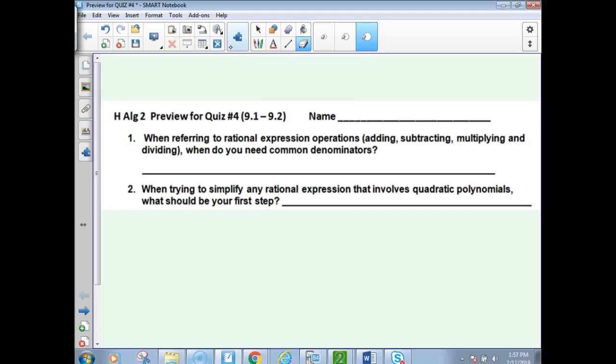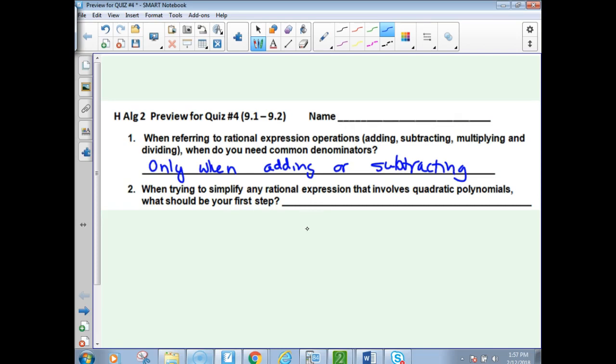Okay, so quiz preview for quiz 4, sections 9-1 and 9-2. There's only two operations of the four, adding, subtracting, multiplying, and dividing, where you need common denominators. It's only when you add or subtract.